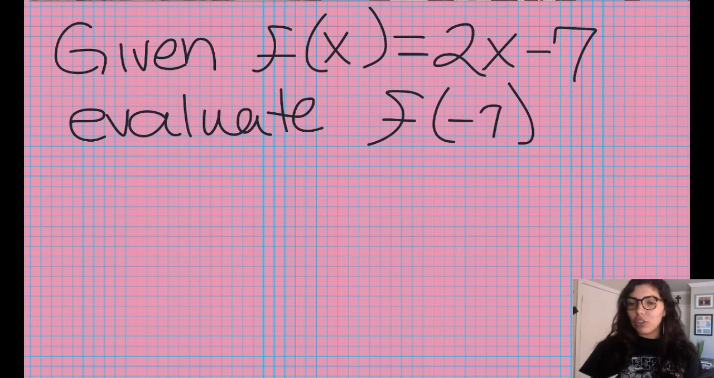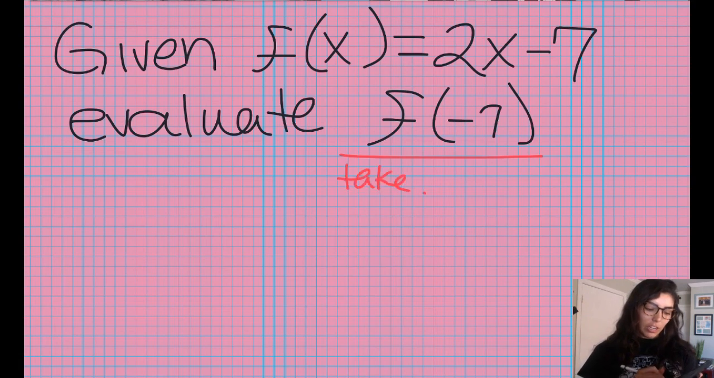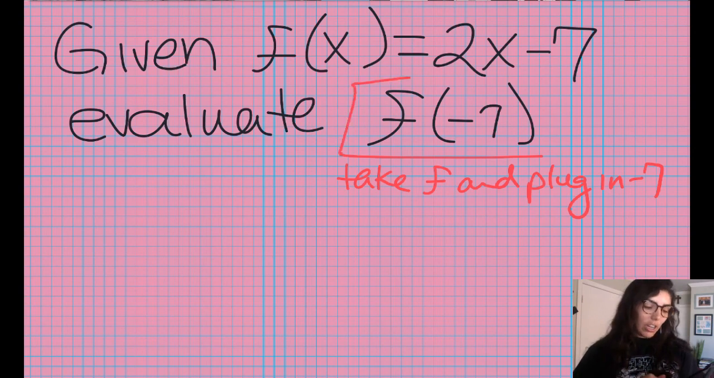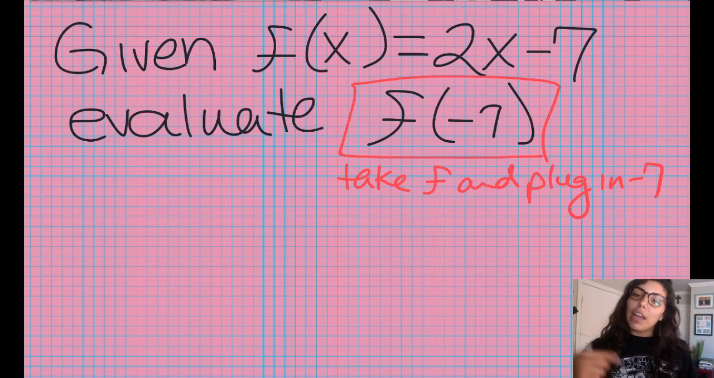But function notation questions are going to ask you to evaluate these functions at certain numbers. So the question here says to evaluate f of negative 7. So what this is saying right here is take the function f and plug in a negative 7. That's what that means. It says take the function f, whatever f is, if it said g, you'd use g, and instead of an x, I want you to plug in a negative 7. So that's exactly what we're going to do.